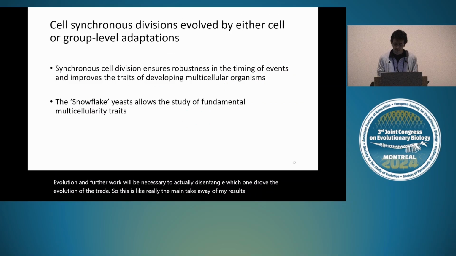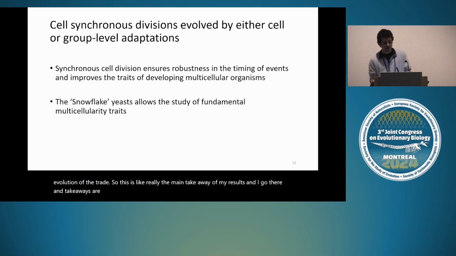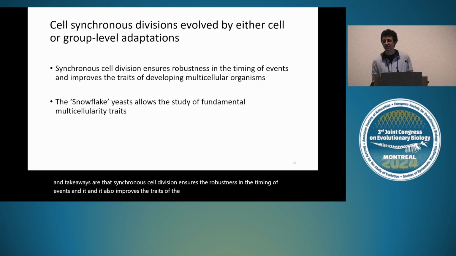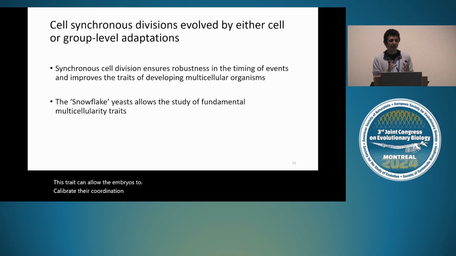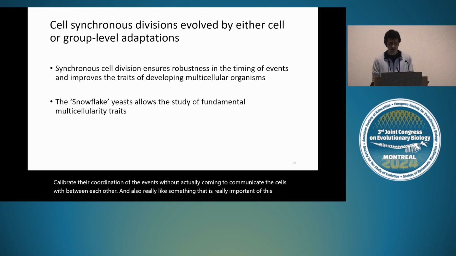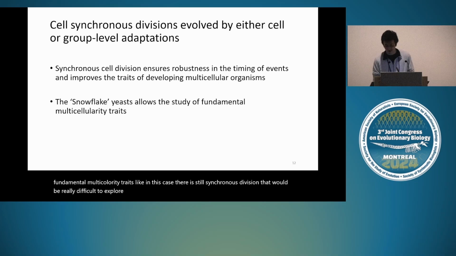Other takeaways are that synchronous cell division ensures robustness in the timing of events, and it also improves the traits of developing multicellular organisms, as this trait can allow embryos to have better coordination of events without having to communicate between cells. And also, something really important about this approach, using experimental evolution and the snowflake yeast, is that it allows us to study fundamental multicellularity traits, like in this case synchronous cell division, that would be really difficult to explore without this organism.